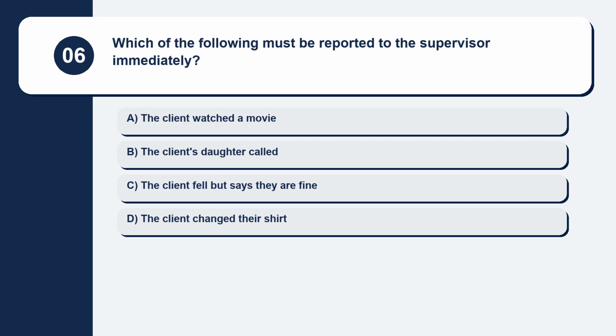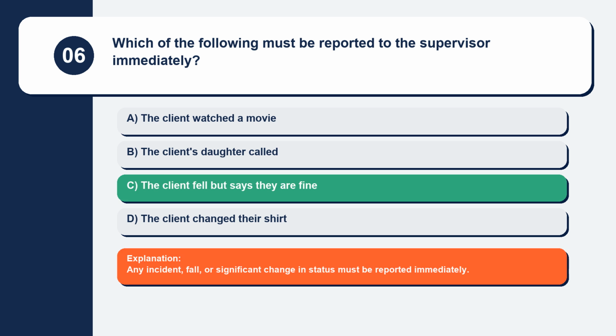Question 6. Which of the following must be reported to the supervisor immediately? The client watched a movie. The client's daughter called. The client fell but says they are fine. The client changed their shirt. Any incident, fall, or significant change in status must be reported immediately.